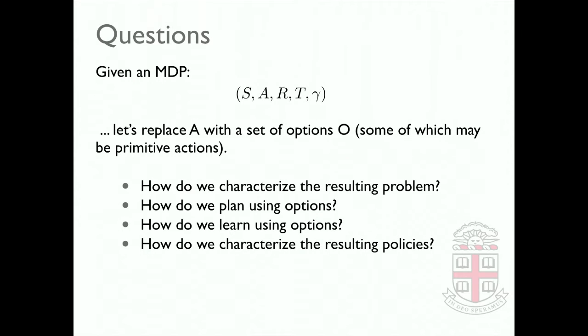But given an MDP, we replace A, the set of actions, with O, the set of options, where each of those options has that structure. It's a little sub-policy in the MDP. You can run it when it's in its initiation set. It runs for some amount of time, it gets to a termination condition, and then it's done. And there's a bunch of questions associated with this, like how do we characterize the resulting problem? How do we plan using options? How do we learn using options? How do we characterize the resulting policies?